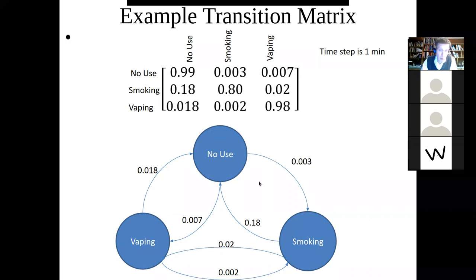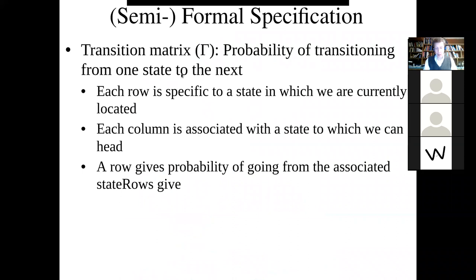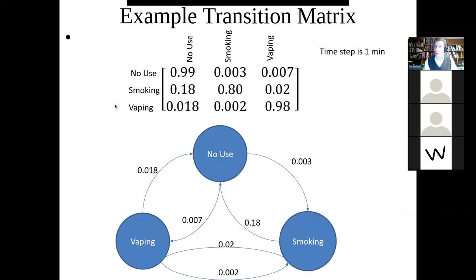But a lot of it was to understand how people's behaviors might serve as risk factors for health conditions. So here, we might have three states, and the transition matrix will therefore be a 3x3 matrix. Now, one of the dimensions will indicate the current state in which someone is located. The rows are going to indicate what's the current state. So I'm in a state, say, of no use right now. And the columns will indicate what's my probability of transitioning to each other state in the next minute.